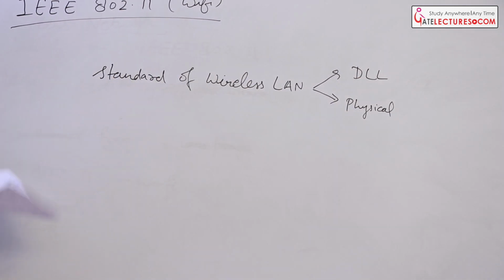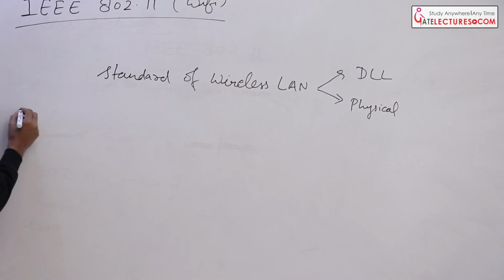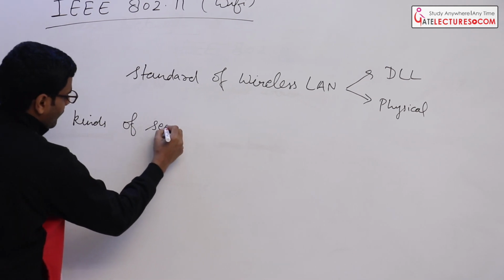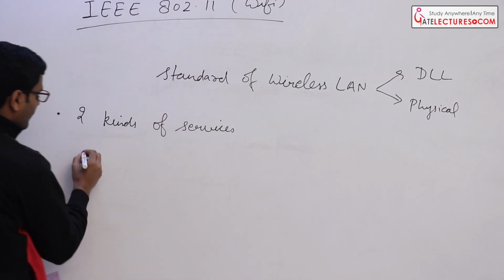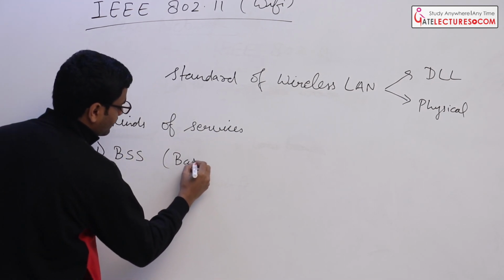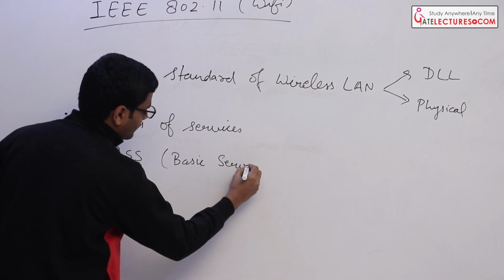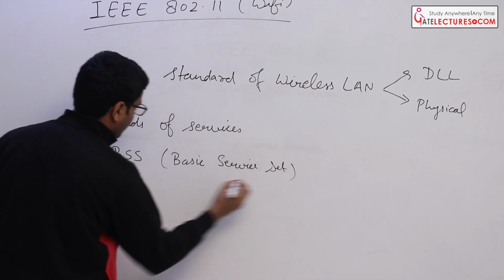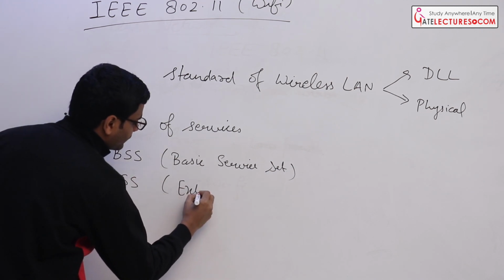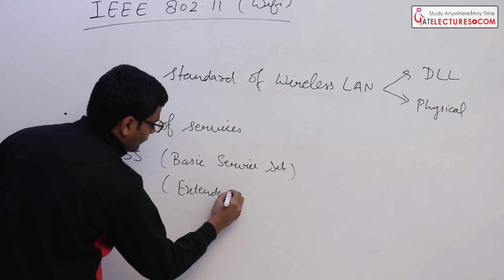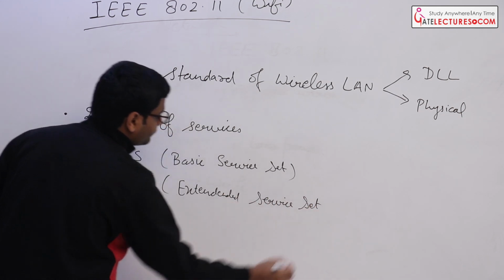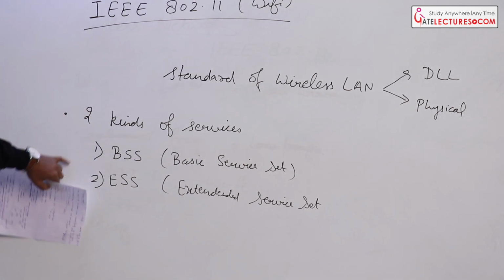Fine. So in this standard, we have two kinds of services. One is BSS, basic service set, and second is ESS, extended service set. Okay, so what is BSS?